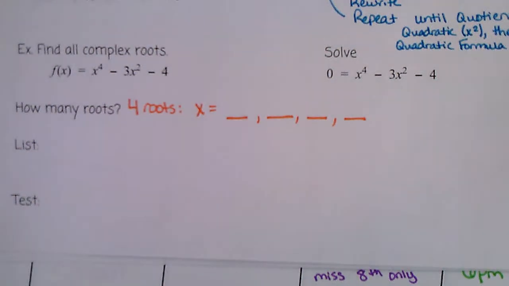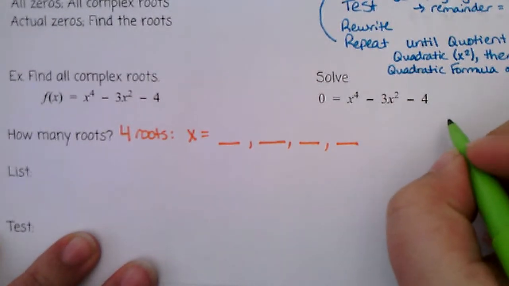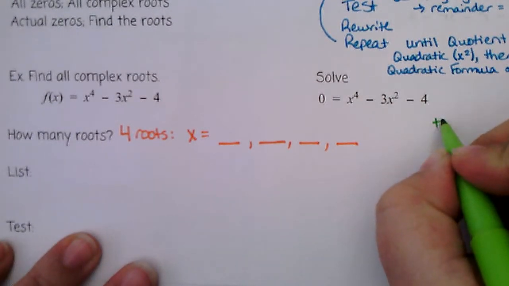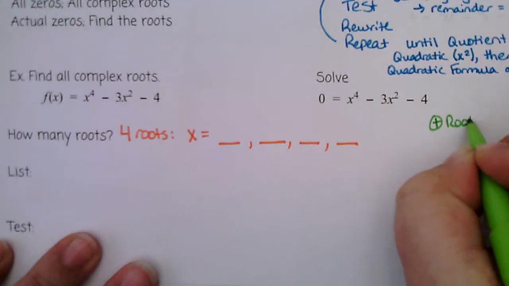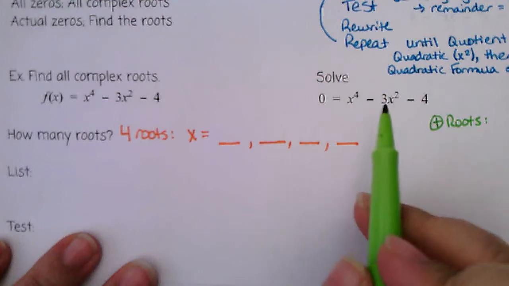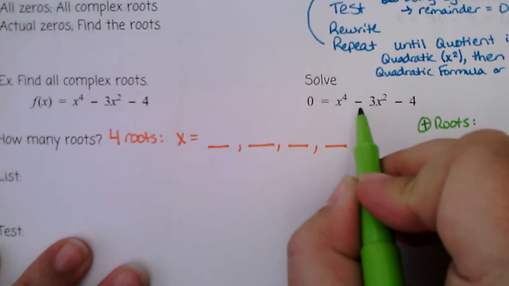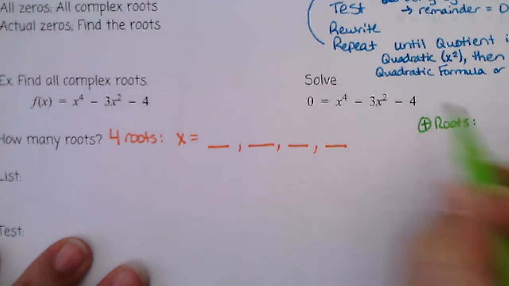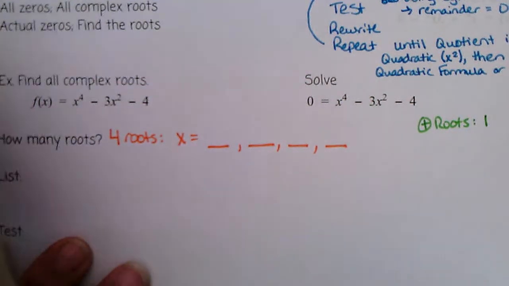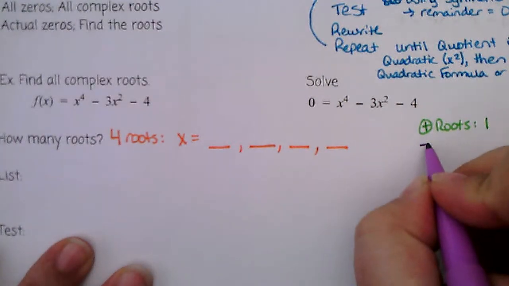So, real quick, I want to figure out how many positives and how many negatives I would have. For my positive roots, I count the sign changes. Since these are the same problems, I can use either one. I'm going to use this one since it's closer. Positive to a negative, that's a sign change. Negative to a negative, not a sign change. So one positive root.